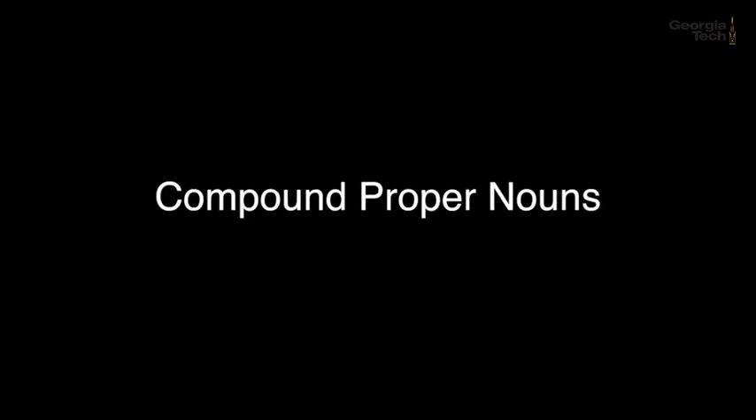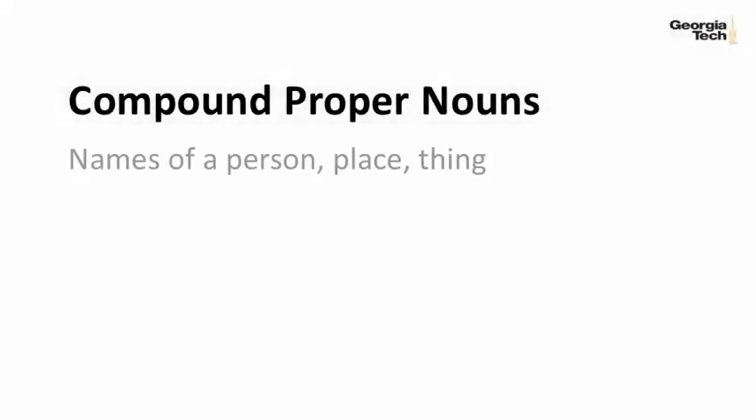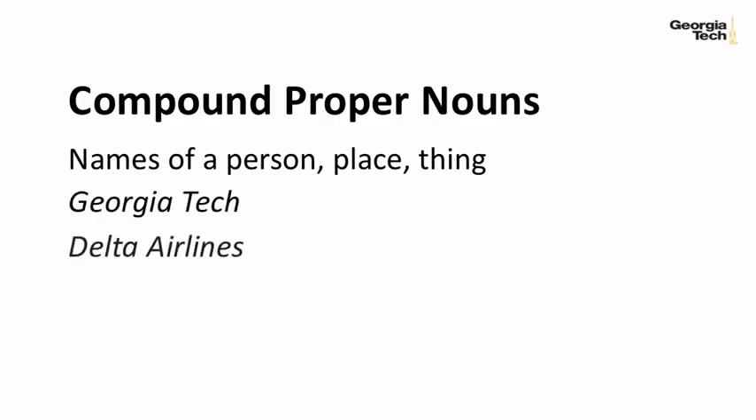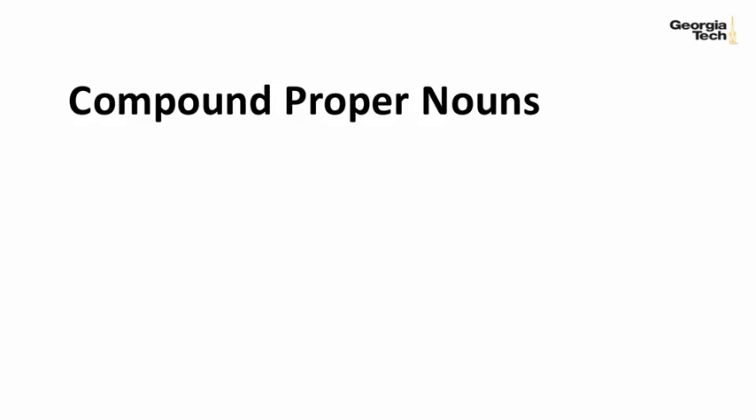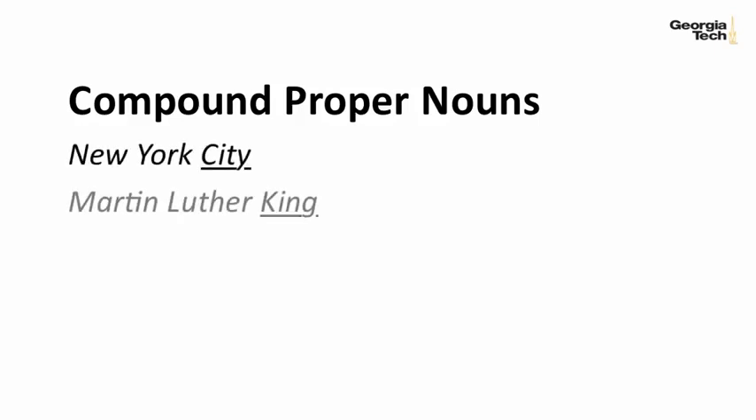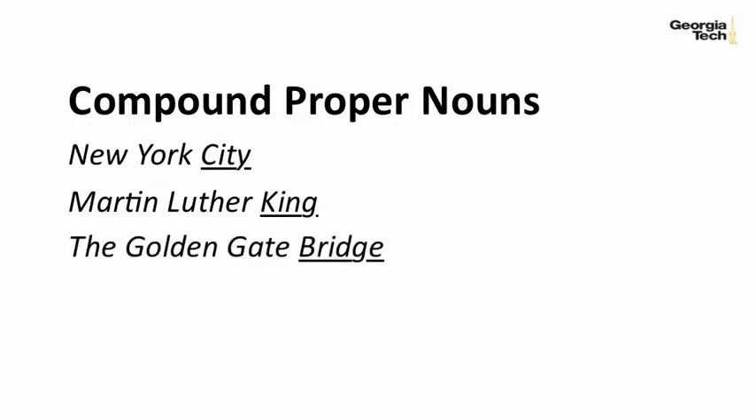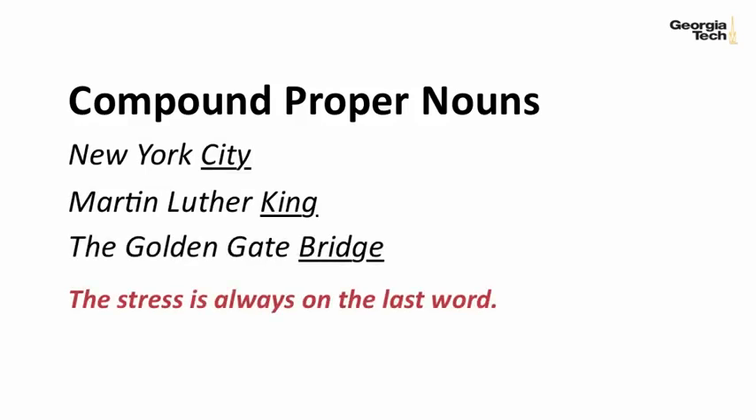Another type of compound noun is the compound proper noun. These are the names of a particular person, place, or thing, and they usually begin with a capital letter. Names like Georgia Tech or Delta Airlines. Unlike regular compound nouns, compound proper nouns receive stress on the last segment. Whether the proper noun is 2, 3, or even 4 words, the stress will always fall on the last segment. Listen to a few. New York City, Martin Luther King, the Golden Gate Bridge. The stress is always at the end.